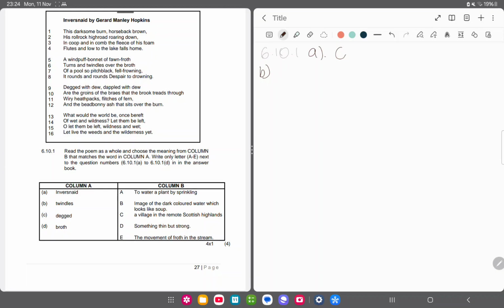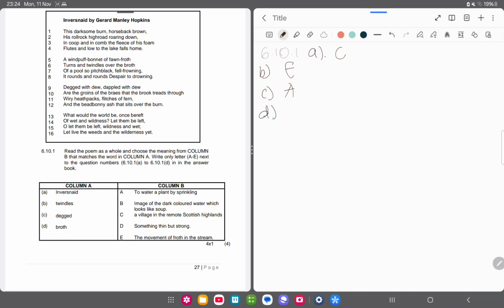Now, why am I choosing this answer for twindles? It is because here we are told that a wind-puff bonnet of fawn froth turns and twirls over the broth. And this wind-puff bonnet is the image created by the water as it is moving along the stream, and it forms the image of a bonnet. And this bonnet twirls and turns, right? So hence we are going to describe it as the movement of froth in the stream. And the answer here is A. And then we have C. C is decked. The answer to C would be A, which is to water a plant by sprinkling.